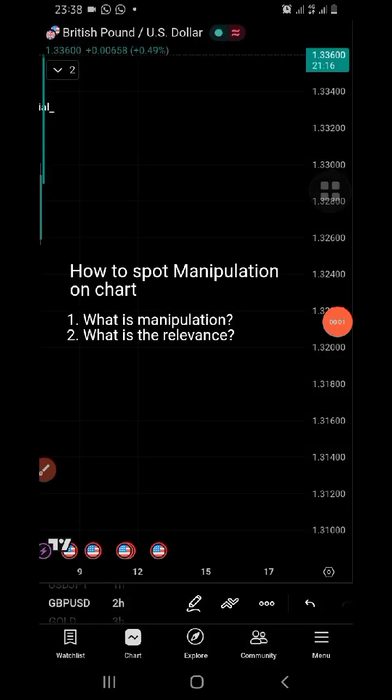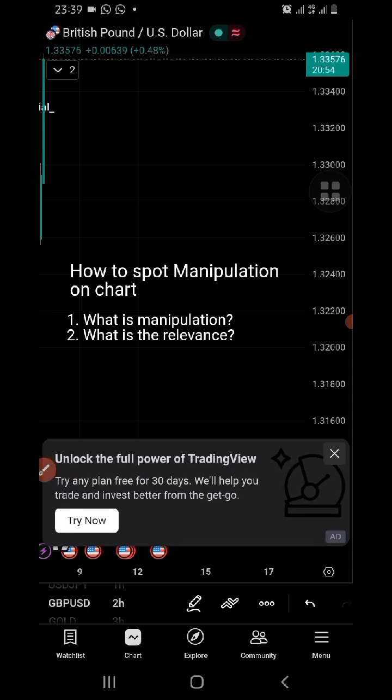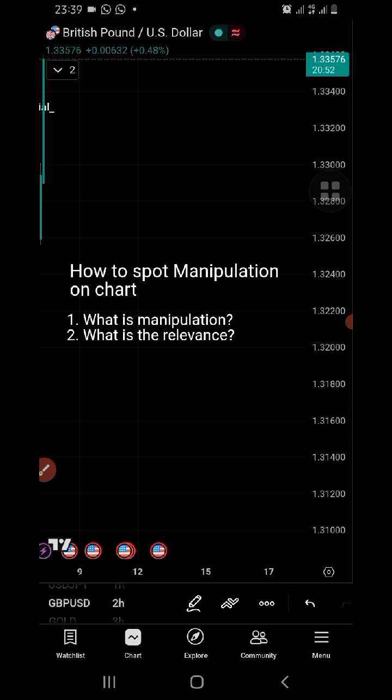Manipulation is one of those things that only a few traders understand in the market while going through their technical analysis. So in this video, I'm going to be explaining what manipulation is and how to spot manipulation on charts. But before I go into that, first of all, we need to understand what manipulation is and what its relevance is. Why is it so important?